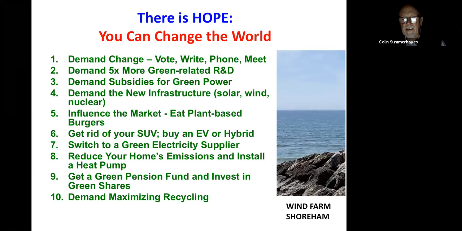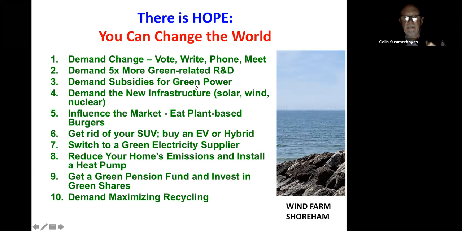Now, this final slide is, I always like to end with a message of hope. Because people often ask me when I give lectures, well, what can we do about this? Well, there's a lot of things you can do. Most of what needs to be done has to be done by government or by industry or by government and industry, but individuals are important. You can demand change. You can vote for what you want. You can write or phone or meet with your MP and pressure them, or your local councils. You can demand the government puts more green-related R&D.